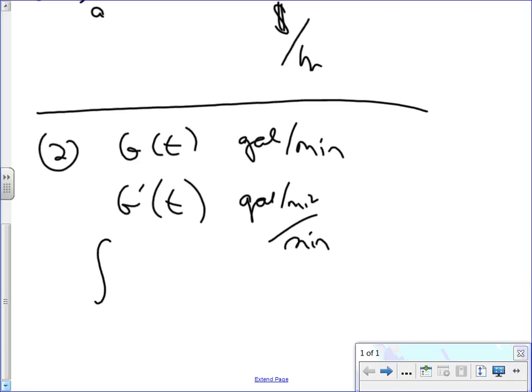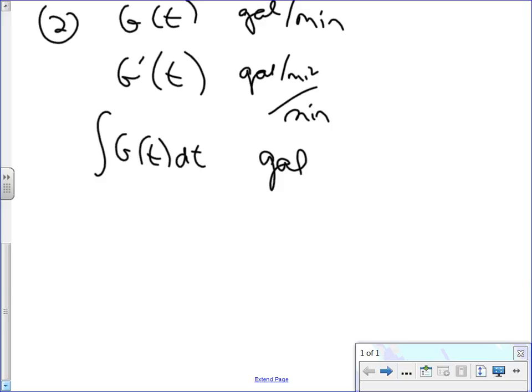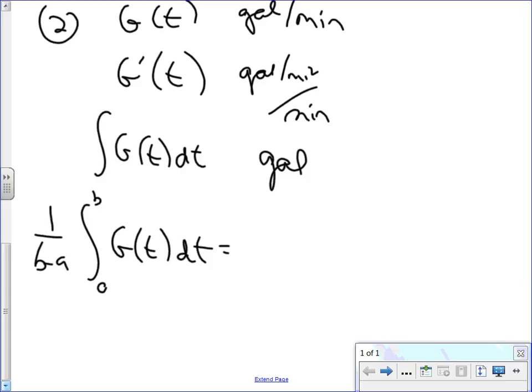Okay, what would the integral of G of t dt be? Gallons. So if they say, how many gallons? Well, definitely you're going to take the integral. And this, 1 over B minus A, integral from A to B of G of t, tell me what it is first of all. The average value of what? Of G. It's the average value of G.